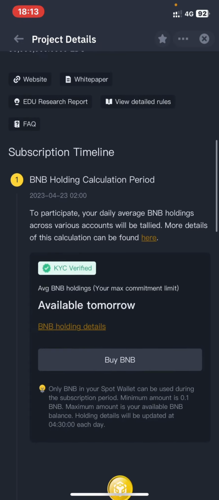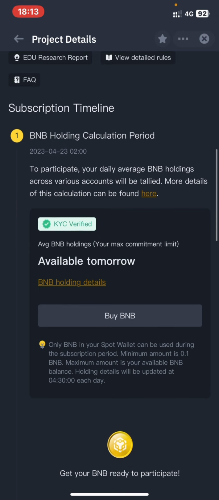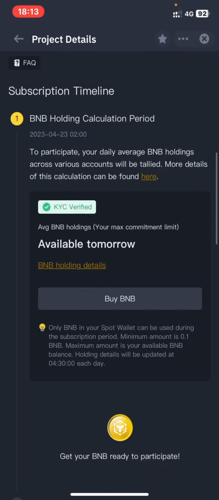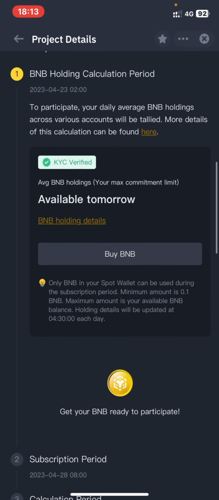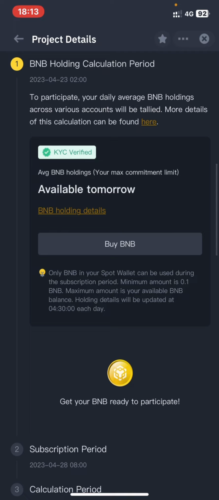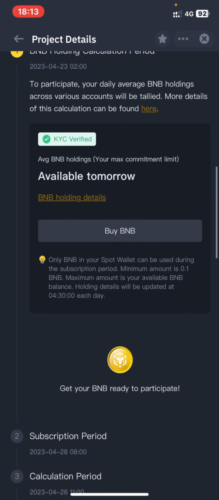So you have to navigate down to this subscription timeline. BNB holding calculation period. To participate, your daily average BNB holding across various accounts will be detailed. More details of this calculation can be found here. You have to press this here to find more information about this, and you have to be a verified customer on Binance. You see my own over here, it says verify. And right now, average BNB holding, your max committed limit.